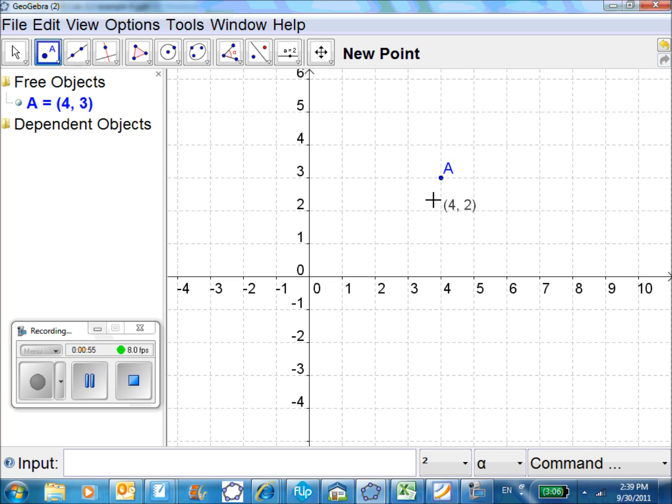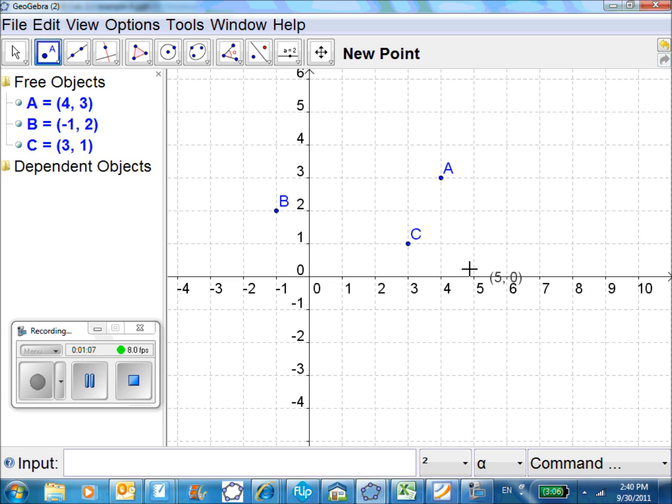Pick another one. -1, 2. -1, 2. That's good. And 6, 0. 6, 0. Okay, you can't have any point with a 0. I lied. 3, 1. 3, 1, okay. Now, we're going to check this because the packet says it has to be scaling. No two sides can be the same. It can't be a right triangle either.